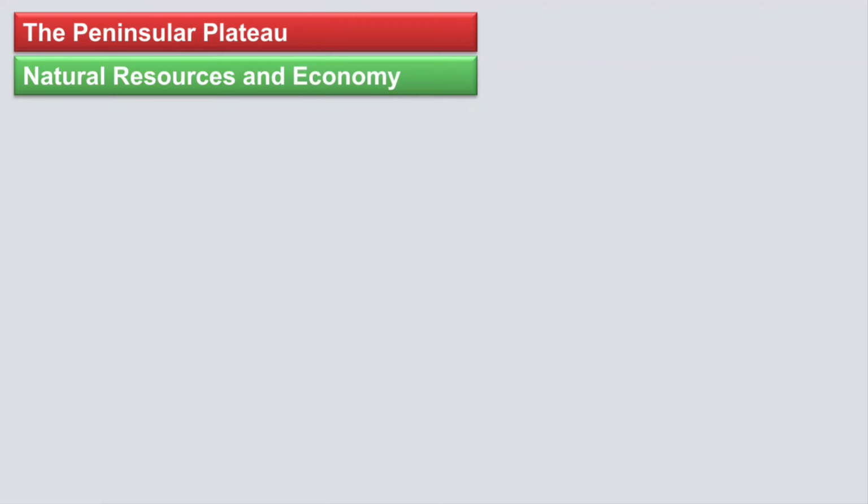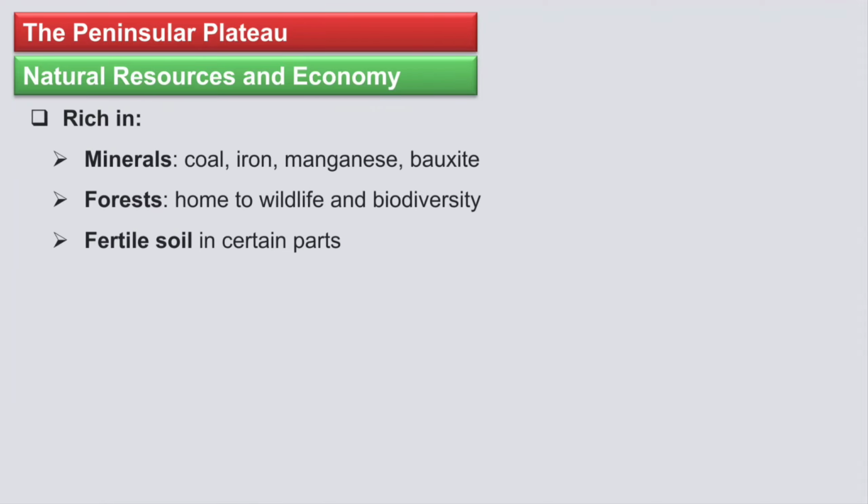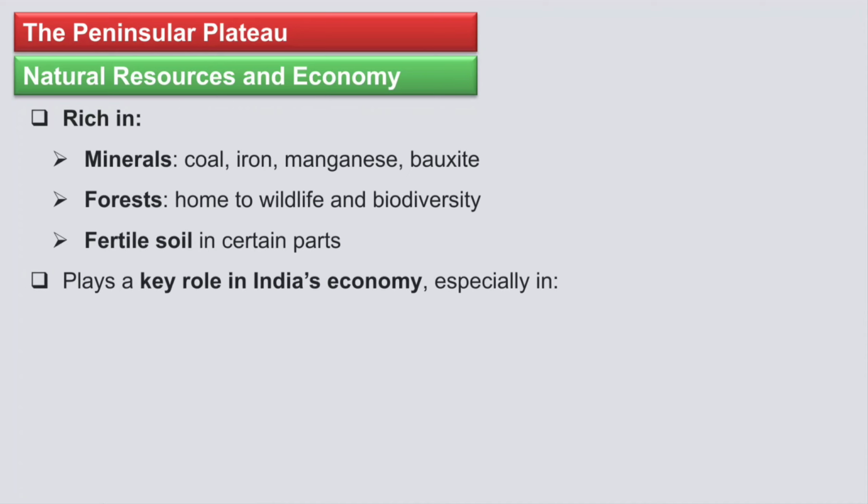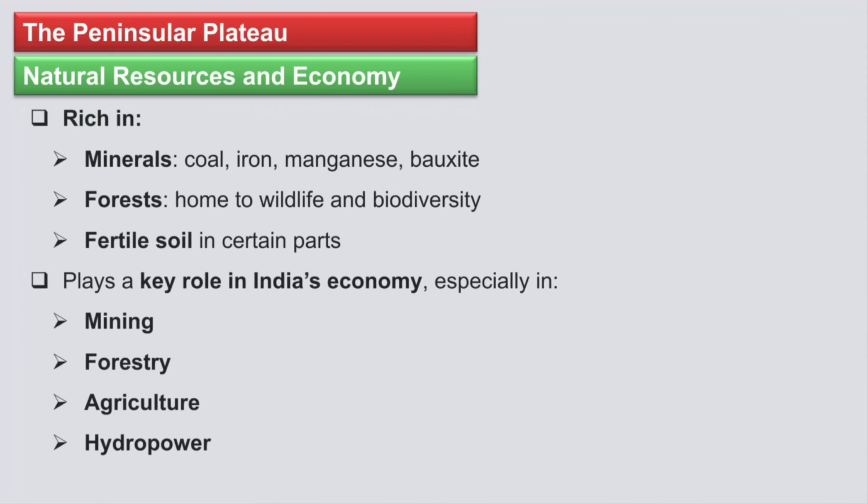Just like the Brahmaputra, Ganga and Indus, these rivers are again an important source in the southern portion of India, that is the Krishna, Godavari and Kaveri. And these are rich in minerals like coal, iron, manganese, bauxite, and in forest, home to wildlife and biodiversity, fertile soil in certain parts. And they play a very key role in India's economy, especially in mining, forestry, agriculture and hydropower. They shape the Indian economy, especially from the forest sector.